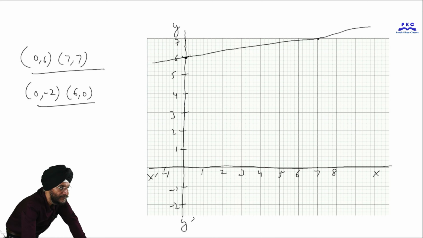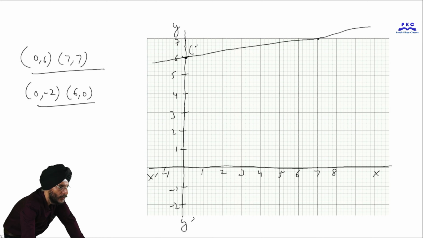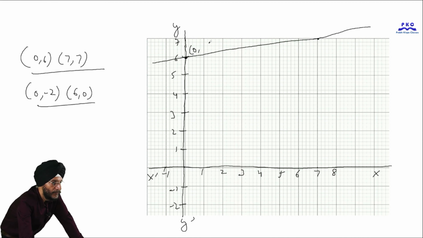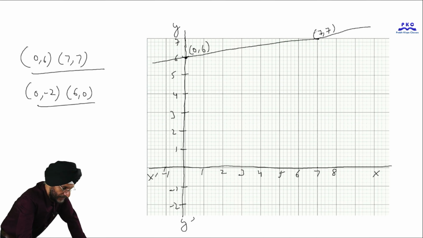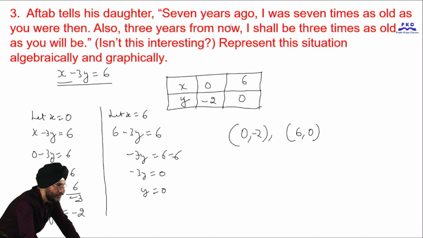This is the algebraic representation of the first equation. Here we will also write the solutions from which we have arrived at the point. Value of x is 0, value of y is 6. Value of x is 7, value of y is 7. We will also write the equation here. What is the first equation?